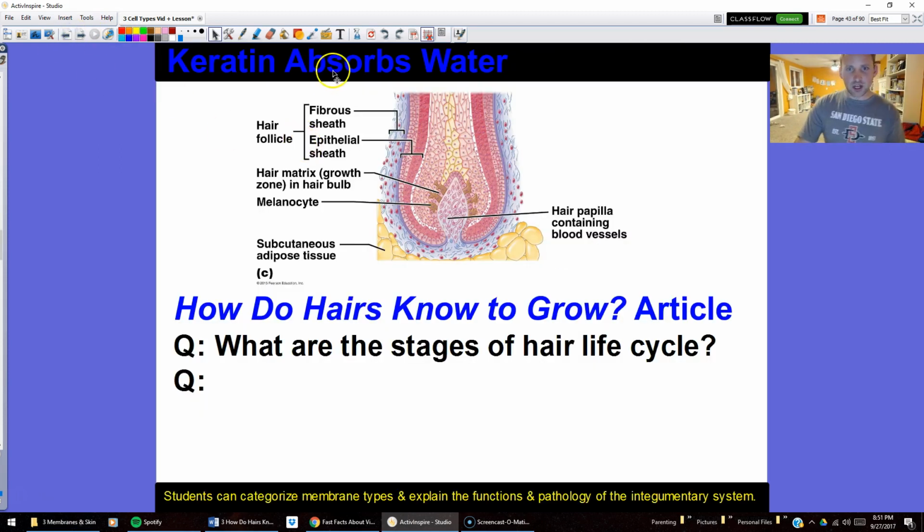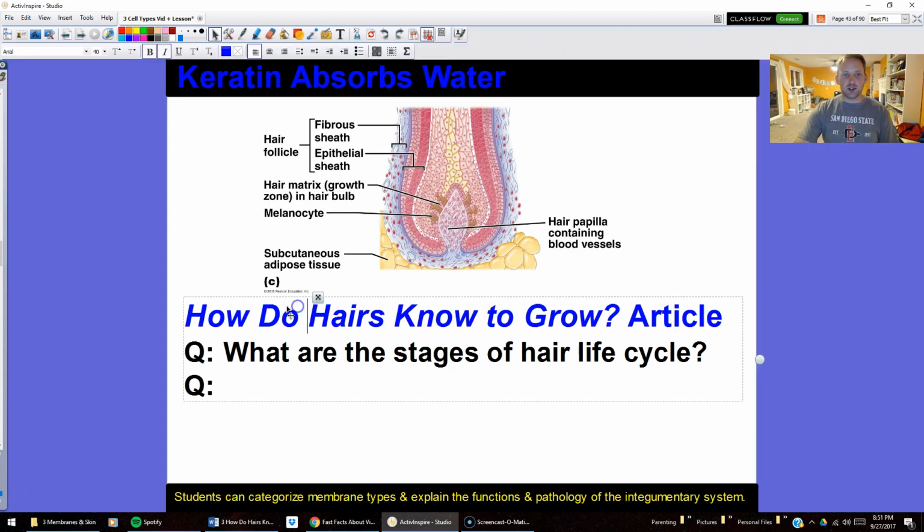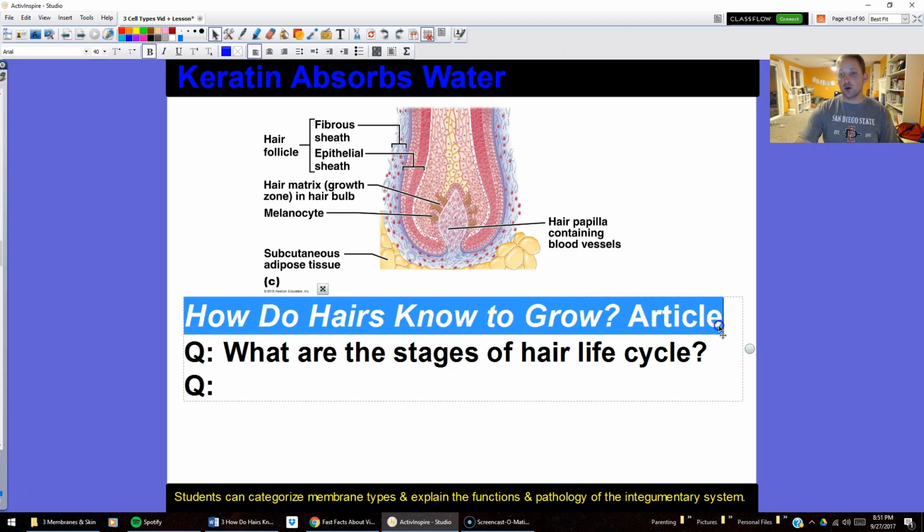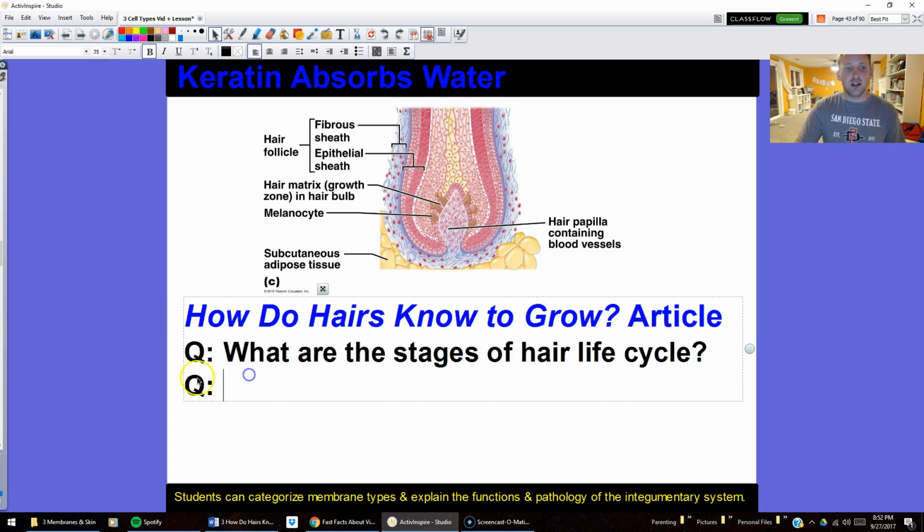Okay, so keratin absorbs water. This is really kind of an artificial time for me to talk about hair. This is an article I want you to read. This is in your unit packet. It says, how do hairs know to grow? This is a super interesting article talking about the life cycle of hair. So what are the stages of the life cycle of hair?